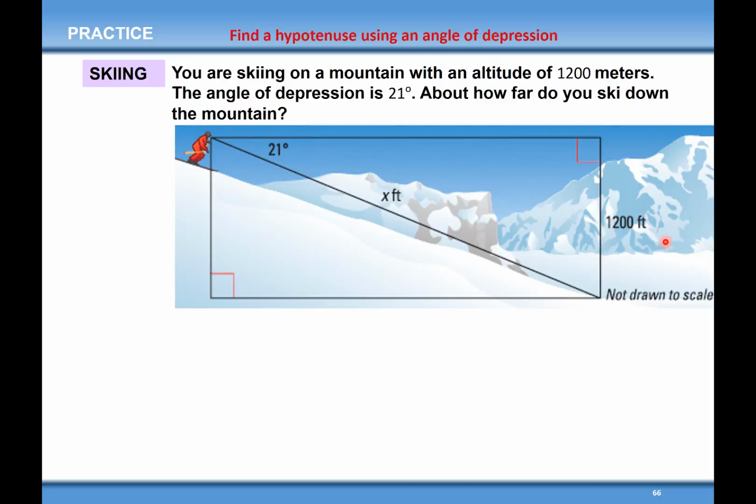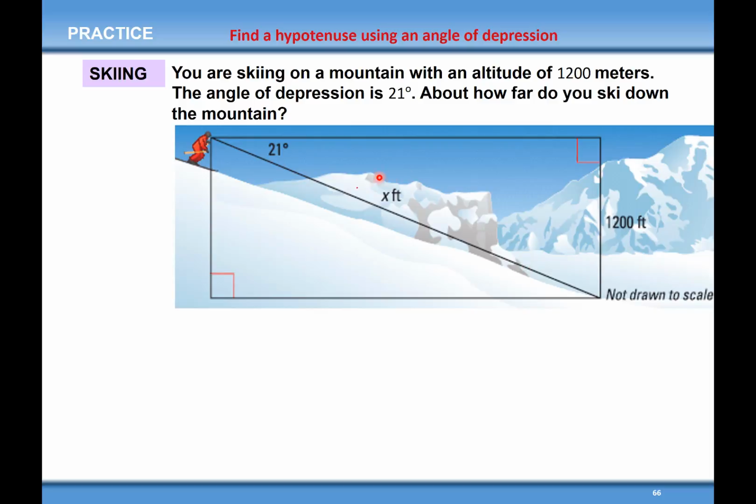So we have 1,200 feet, which is how high the mountain is. That's the altitude, so it's straight up. It's not how long your ski run is. It's the altitude. And then the angle of depression is 21 degrees. So you're up here, and if you're looking straight, you would look this way, but you're looking down the mountain, right? So that's 21 degrees. That's where the angle of depression is coming from. And the question becomes, how far do you ski down the mountain?